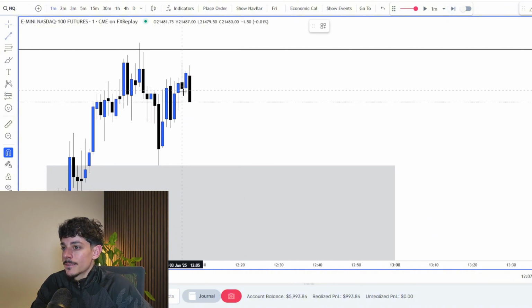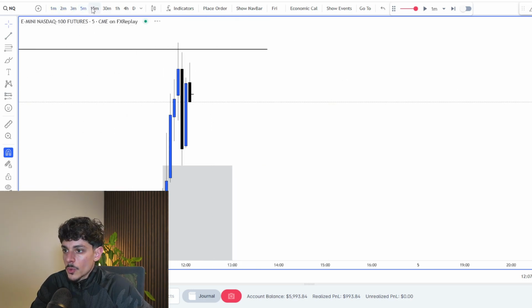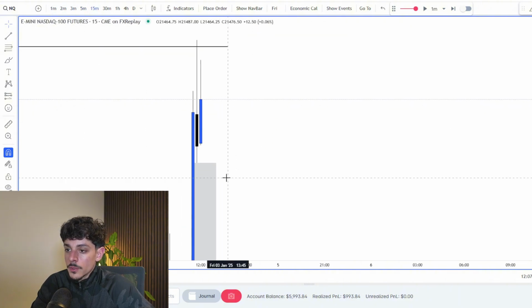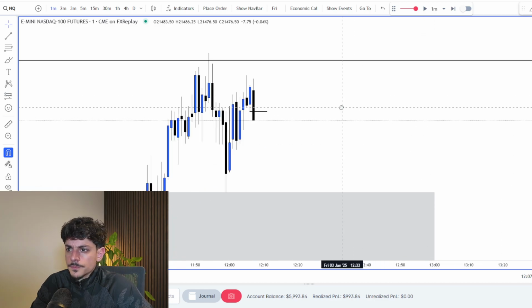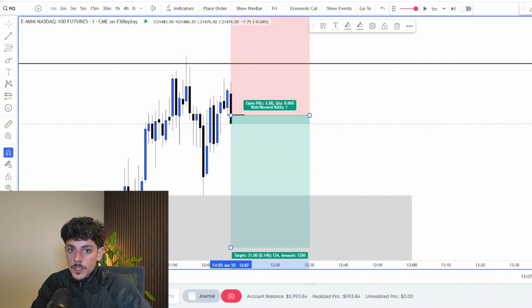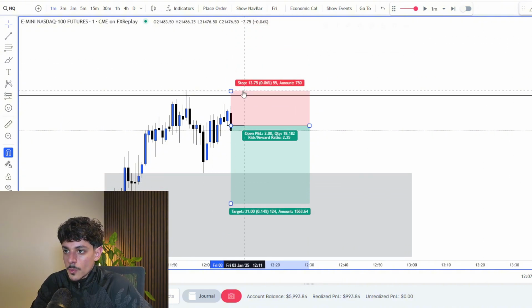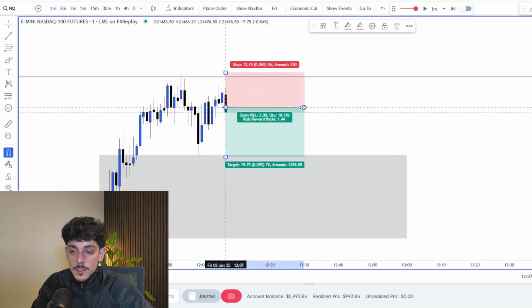So we do have this break of structure to the downside. I'm not really using an inversion fair value gap right here. I'm more using the unfilled 15-minute gaps for my entry model right here. I will take a stab at a short opportunity right here inside this break. Stop loss right above this internal high, targeting the unfilled 15-minute gap. I think this is a really good play.